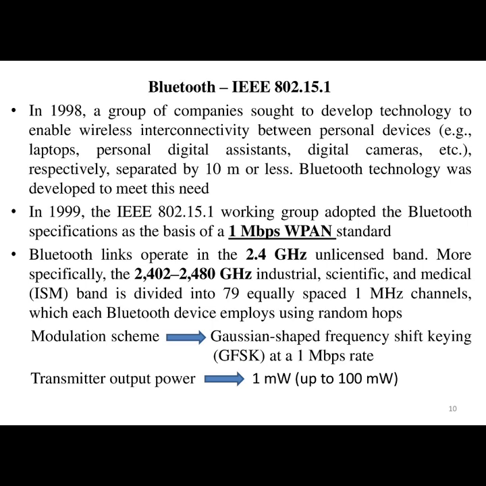In 1999, the IEEE 802.15.1 working group adopted the Bluetooth specification as the basis of a 1 megabit per second WPAN standard. Bluetooth links operate in the 2.4 GHz unlicensed band, more specifically the 2402 to 2480 MHz industrial, scientific and medical band, which is divided into 79 equally spaced 1 MHz channels, which each Bluetooth device employs using random hops.